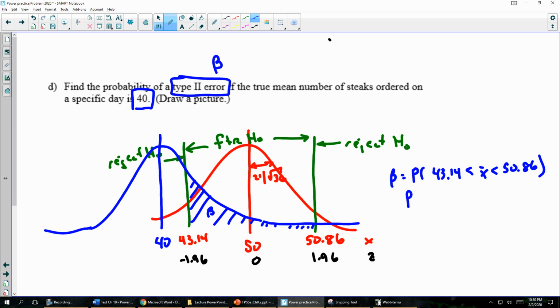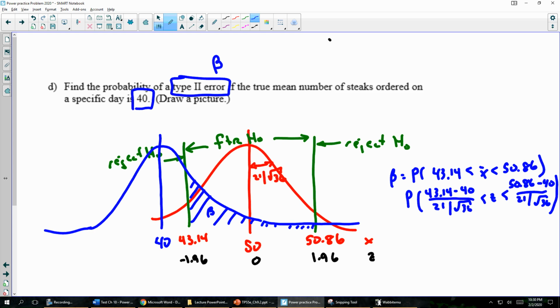So I need to standardize these numbers right here. I'm going to standardize them according to my new blue mu: 43.14 minus 40 divided by 21 over the square root of 36. And Z equals 50.86 minus 40 over 21 divided by the square root of 36. And I'm going to do this on my calculator here.